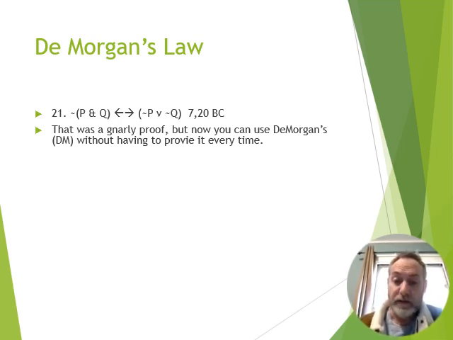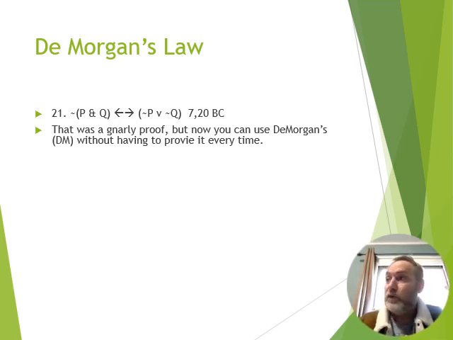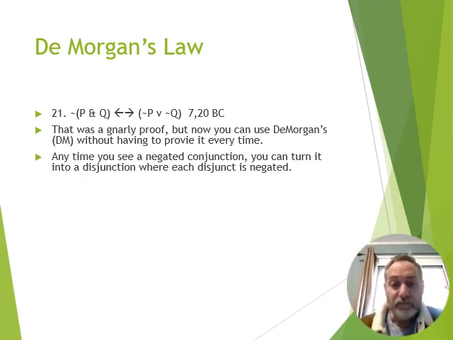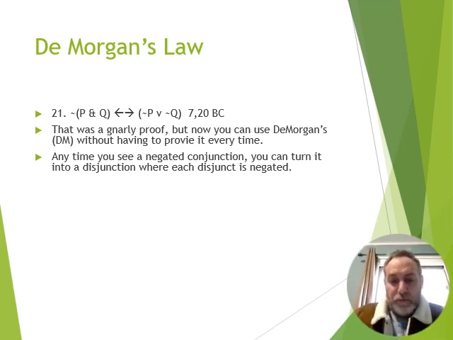If you run into a negated conjunction, which can come in handy in indirect proofs, right? So if I'm trying to prove a conjunction, and I might, in an indirect proof, assume it's negated, now I can turn that into a disjunction that then I can work with, right? So it comes in handy, and vice versa. And in fact, there is another version of De Morgan's law that I won't prove for you, but you're welcome to use, which is if you see a negated disjunction, you can turn that into a conjunction with each of the conjuncts negated. So it works the other way too. I didn't prove that version of it, but you're welcome to use it.